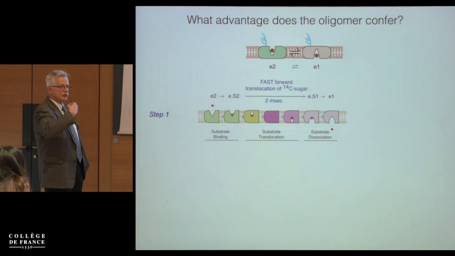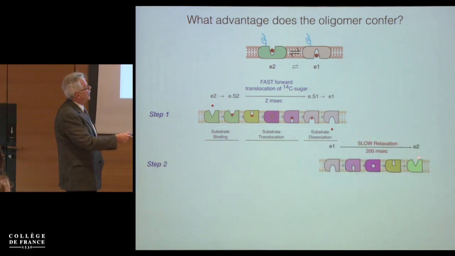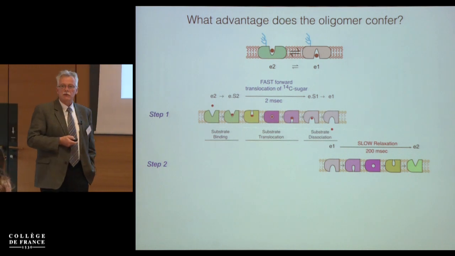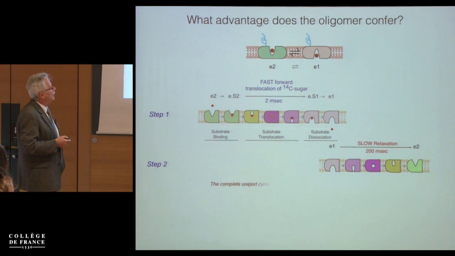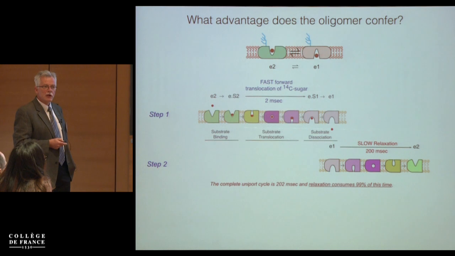But in order for the cycle of transport to be completed, E1 must relax back to the E2 state. And this takes 200 milliseconds at 10 degrees centigrade. So clearly, this is the rate-limiting step. But what does the tetramer do?